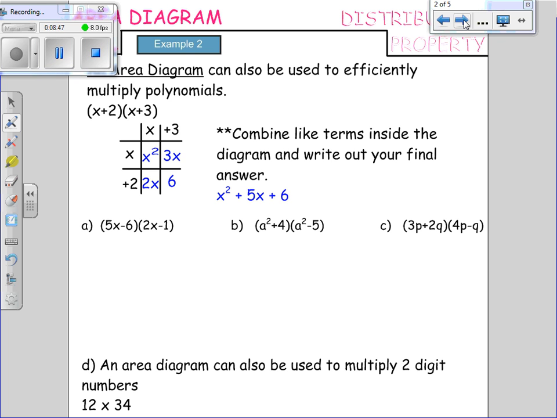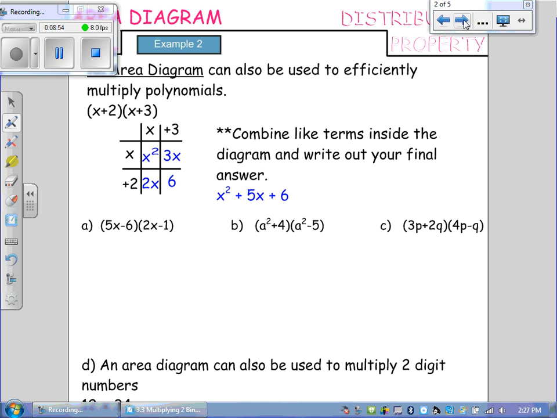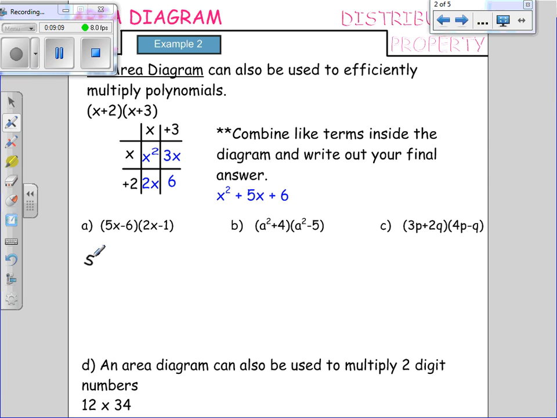So what we did was we put our first binomial along the side, our second binomial along the top. And we did the same thing, just instead of pictures, we use the actual numbers. So let's just jump right in and give it a shot. So the first one down the side, 5x, and then we have a -6. The 2x minus 1, we're going to put on the top.